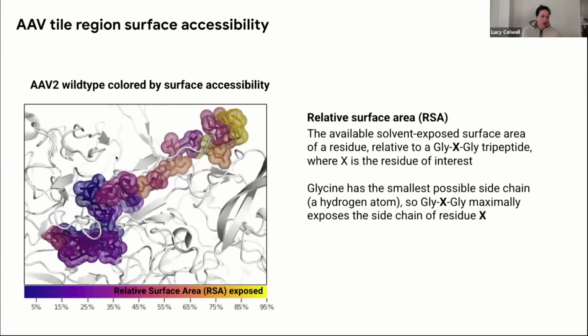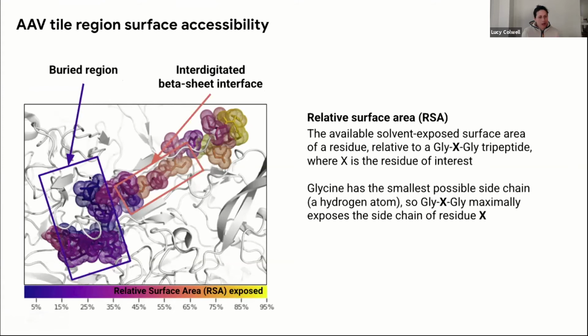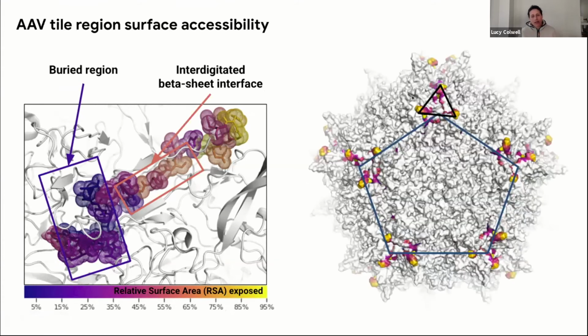So this is the region we're looking at in the structural context, and this is colored by surface accessibility. So you can see that part of the region is very accessible, it's on the surface, and part of it is really buried, in this case in the interface between two different monomers. The first half of the tile is relatively buried. The second half is much more exposed, and it turns out easier to mutate. And of course, there's 60 copies of this particular section in this large structure, and they're dotted all over the place, as you can see.